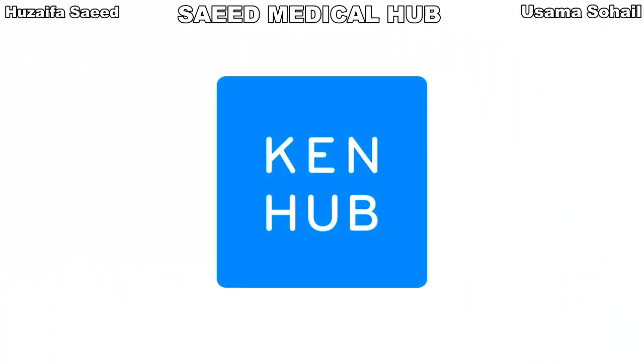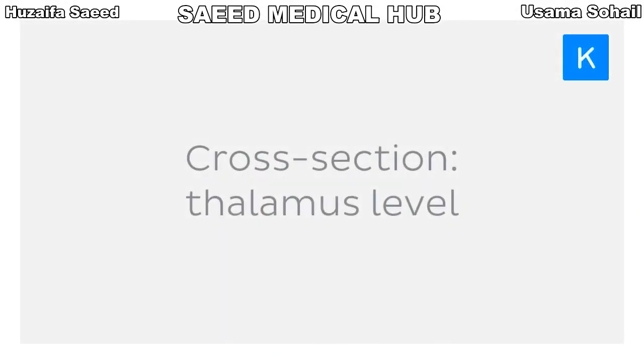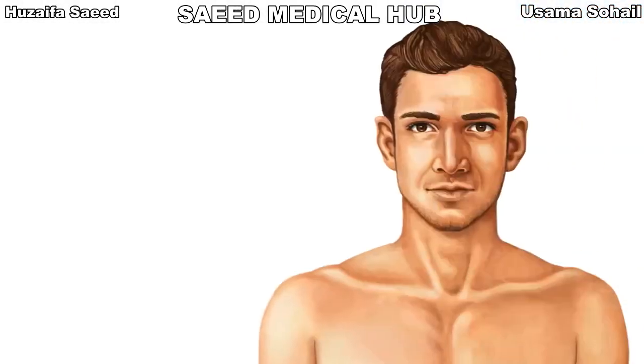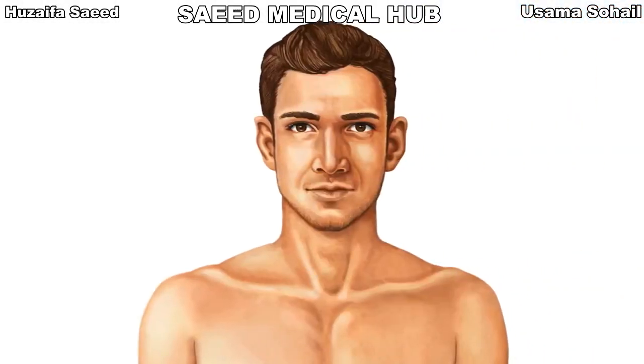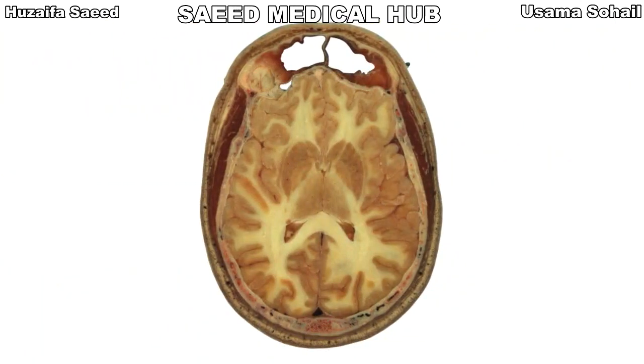I think you're going to like this tutorial today because we're going to examine a cross-section of the brain taken at the level of the thalamus. For those of you who want to become a master at reading MRI and CT scans, the classic way to begin learning this skill is by studying tried and tested cross-sections of the body.